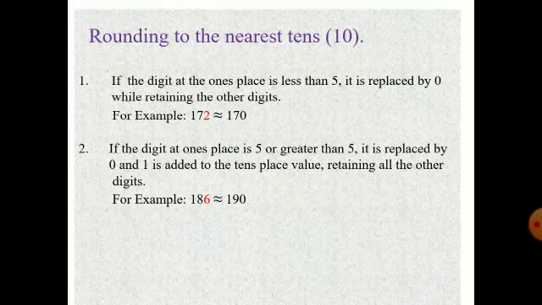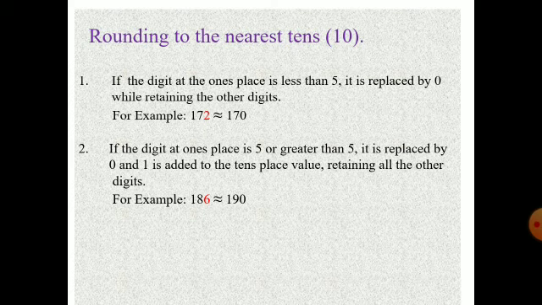Rounding to the nearest tens. First, we will see how to round off a number to the nearest tens. For this, we have to follow these two steps. Step 1. If the digit at the ones place is less than 5, it is replaced by 0 while retaining the other digits. For example, 172. In this number, the digit at ones place is less than 5, so it is replaced by 0. So on rounding off the number 172 to the nearest tens, we get its approximate value as 170.